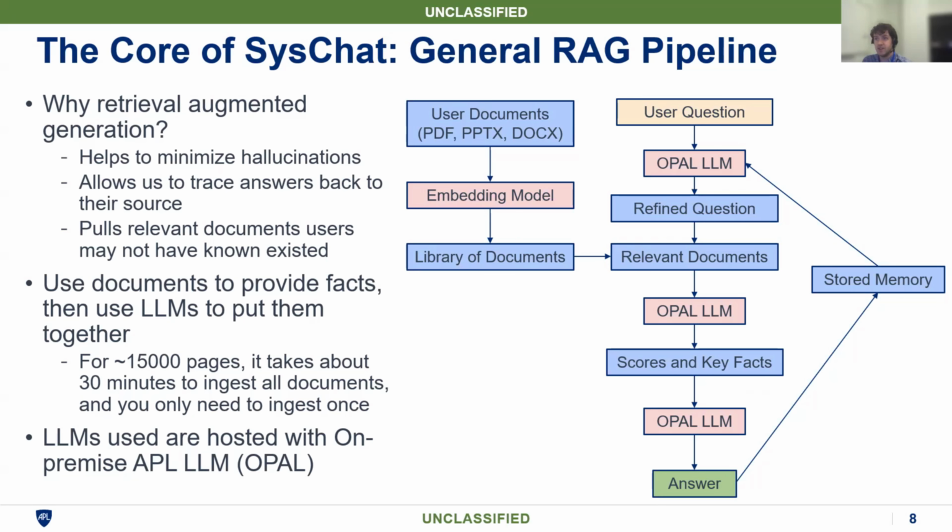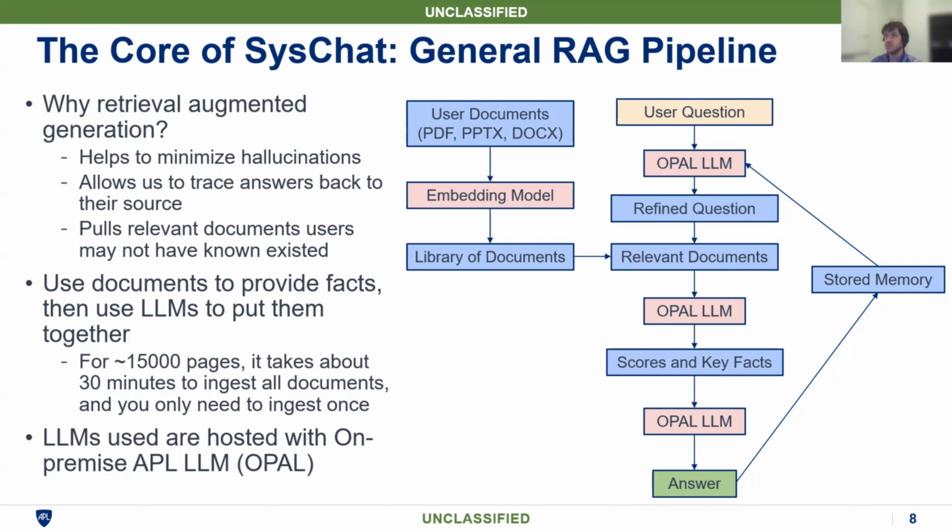And then just general timing. For about 15,000 pages, it takes 30 minutes to ingest all documents, and you only need to ingest them once. We use an on-premises APL large language model, but it's the same. The large language model doesn't really matter in this case. We are using it pretty much as a black box where we just want it to generate things for us. And you can see this is what it actually looks like: a whole process of going from a user question to an answer with intermediate reasoning steps, as well as an actual retrieval step where you're pulling the documents.